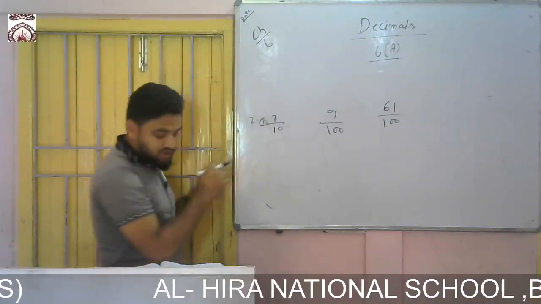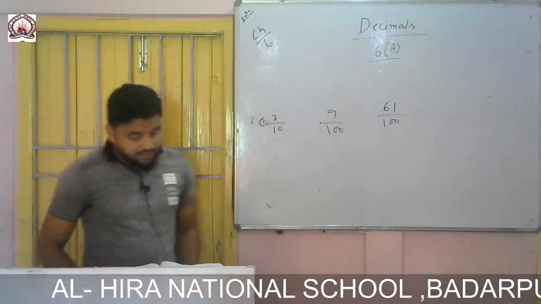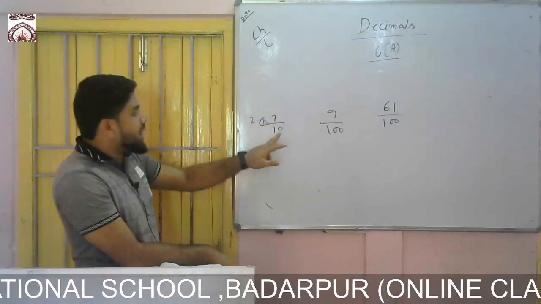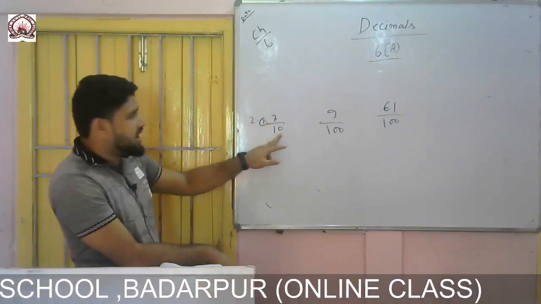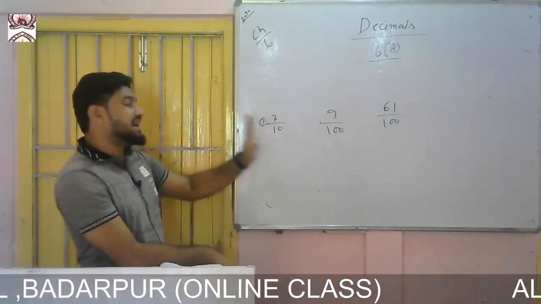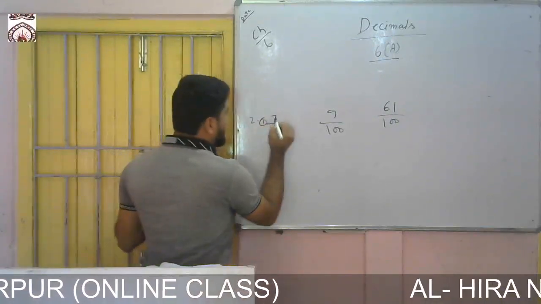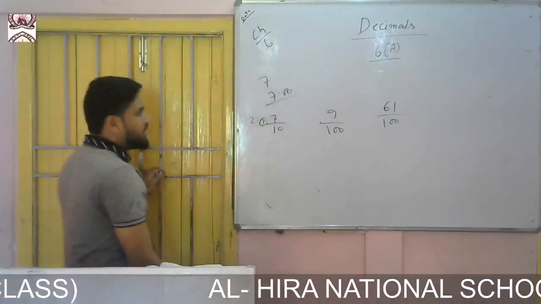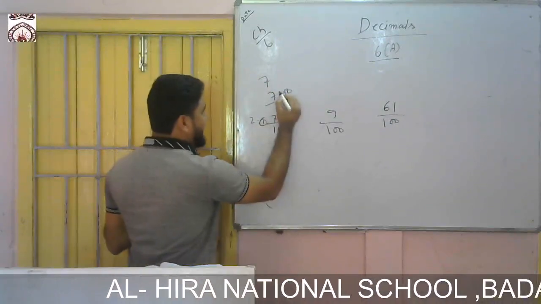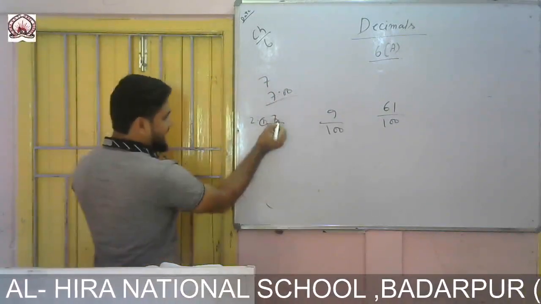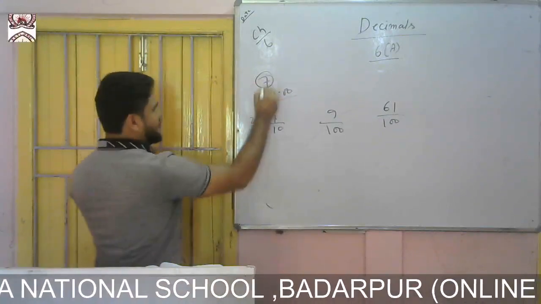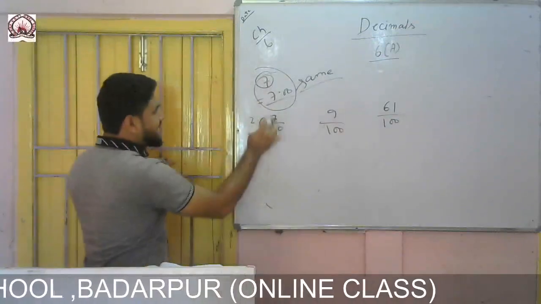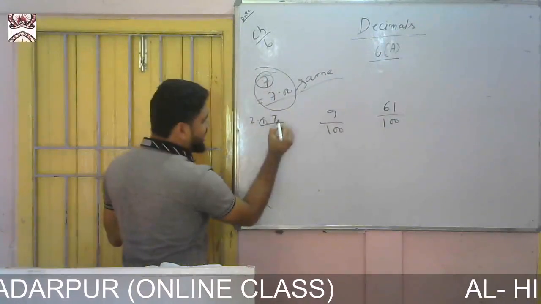These are fractions. I need to convert them into decimal numbers. Whenever you see 7 by 10, that means a 10 in the denominator, so the point will shift one place left. 7 means 7.0, the point is at the right of 7. Both are the same. So 7 means 7.0; you assume that the point is here.